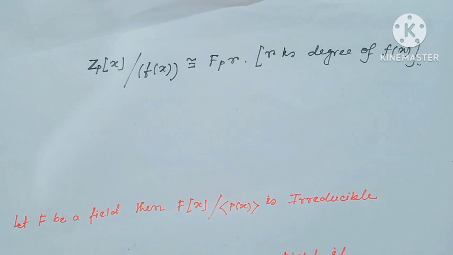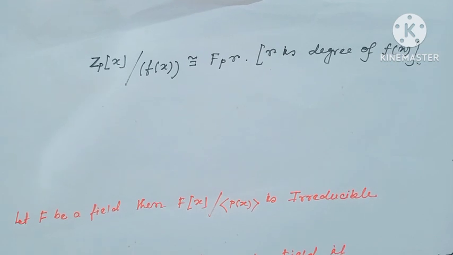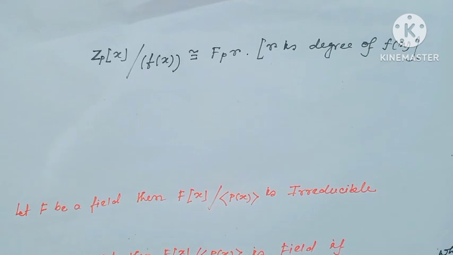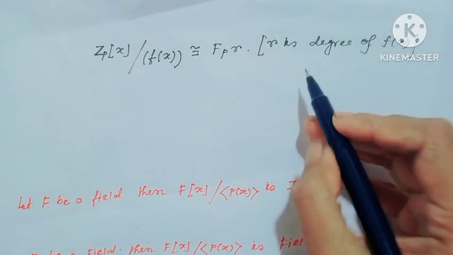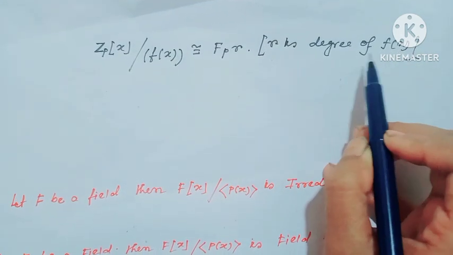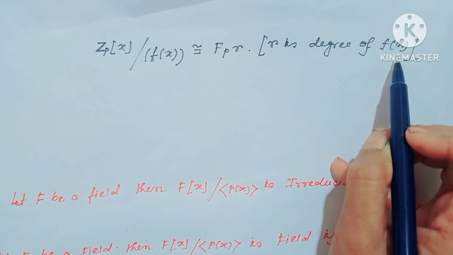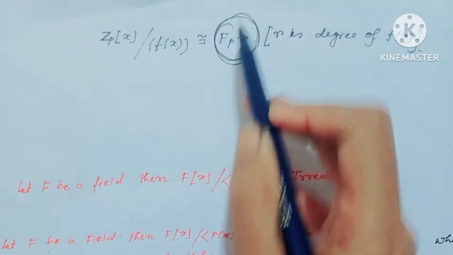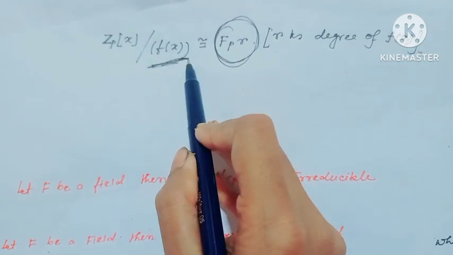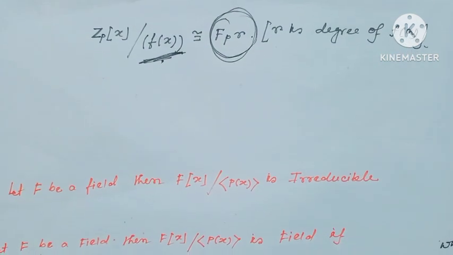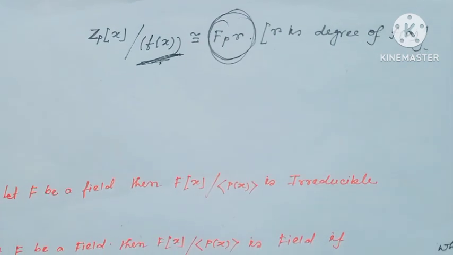Here we can tell Zp[x] modulo f(x) is always isomorphic to the field F to the power p to the power r, where obviously r is the degree of the polynomial f(x). Because this polynomial is irreducible, the quotient is isomorphic to the field F to the power p^r, where r is the degree of the polynomial f(x).